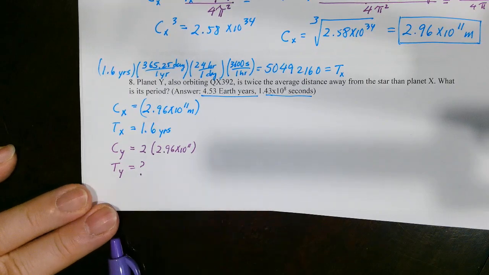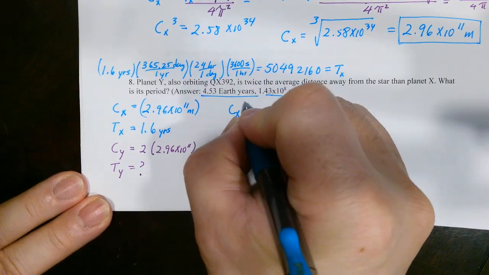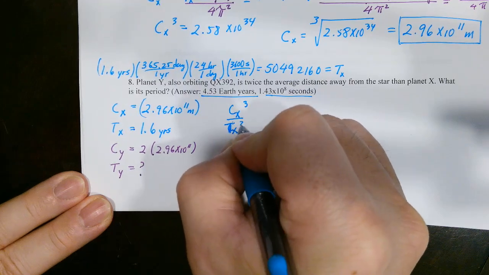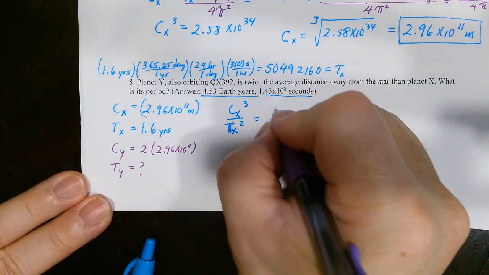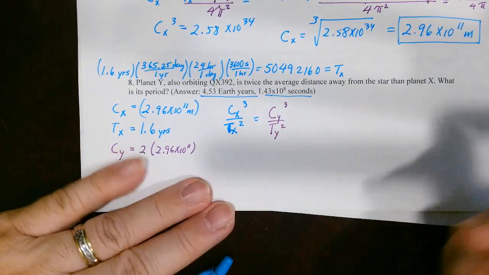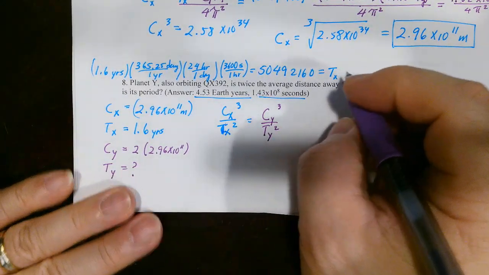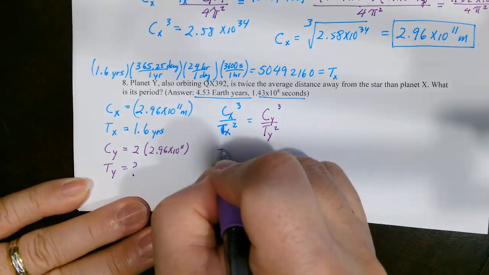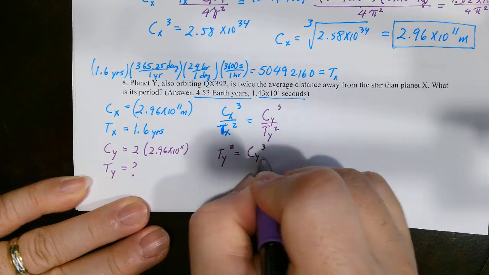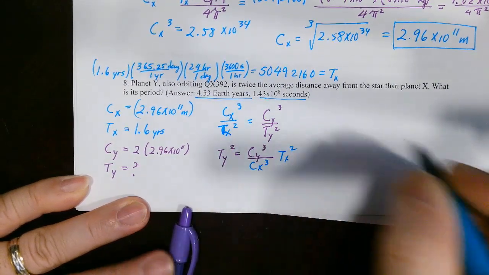So you can say cx cubed over tx squared is equal to cy cubed over ty squared. If you were to solve for ty, then you can say ty squared is equal to, I'm going to bring that to the other side, cy cubed over cx cubed times tx squared.